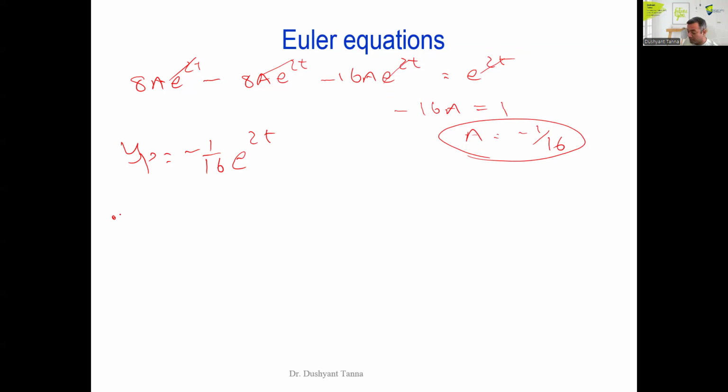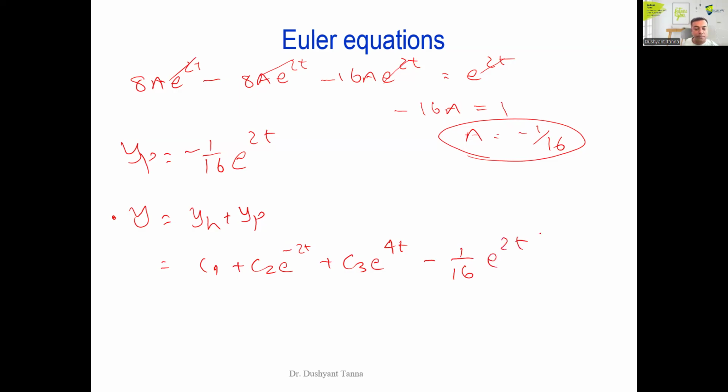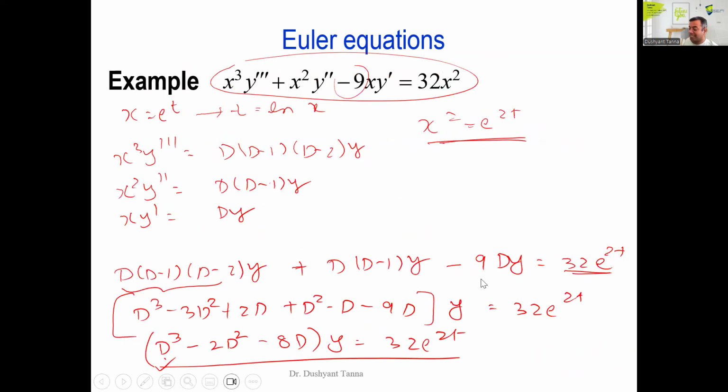And the final step, y is equal to yh plus yp, which is C1, C2 e raised to 4t, C3 e raised to minus 2t, and yp, which is minus 1 on 16 e raised to 2t. Now the question was in x, so your answer should be in x. But we have this relation, we just put it back.